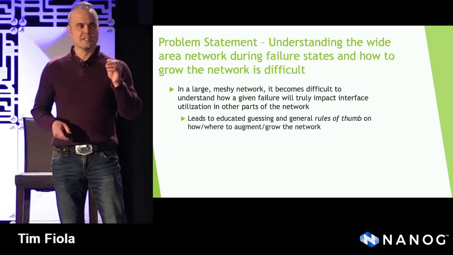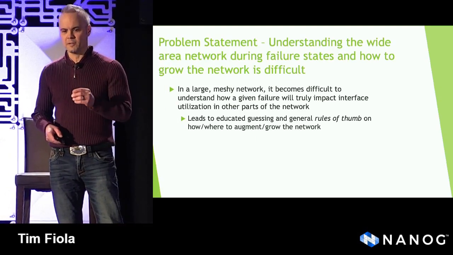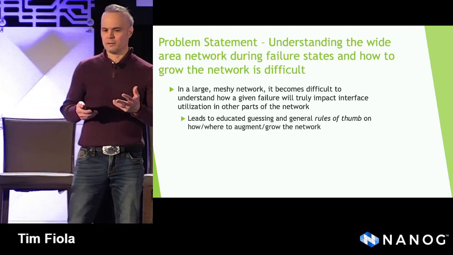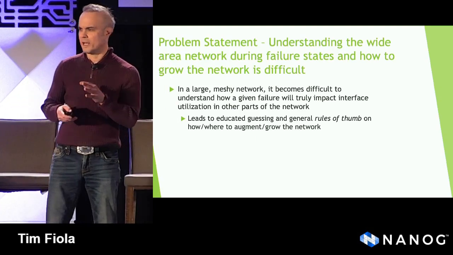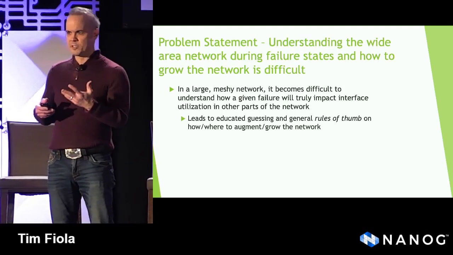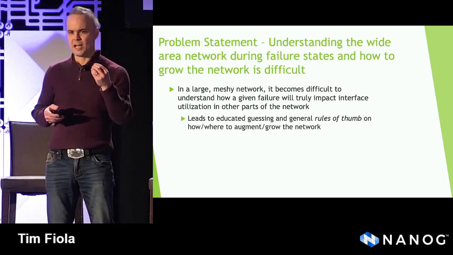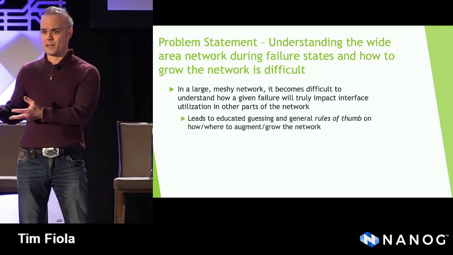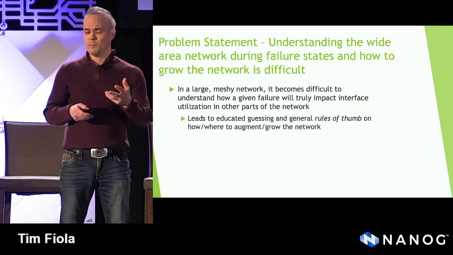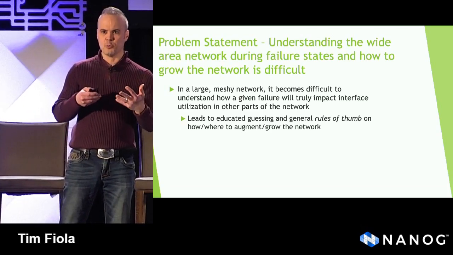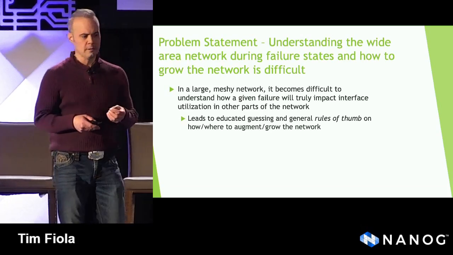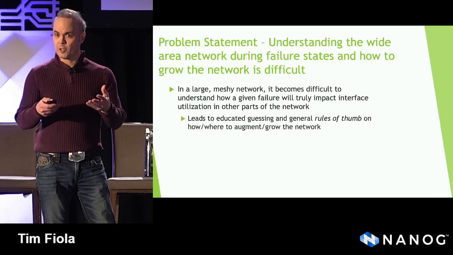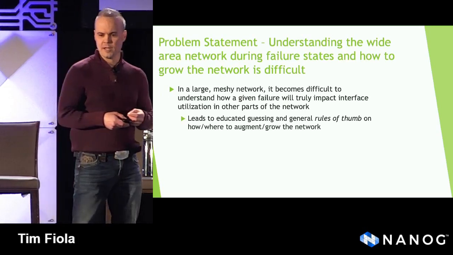Understanding the WAN is hard. It's very difficult. In a big meshy network, it becomes really difficult to understand how your network's going to react to a failure. Are you going to saturate links? Do you have enough capacity somewhere? Do you have too much capacity somewhere? It's hard to understand in a big meshy WAN how a failure might impact utilization in other parts of the network.